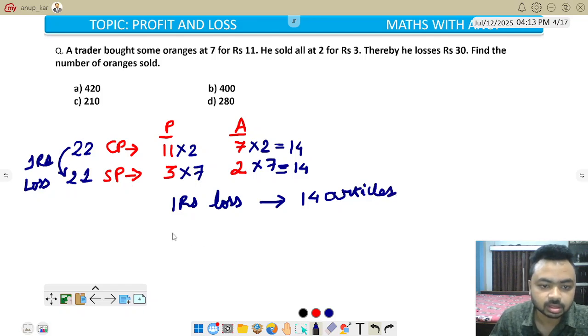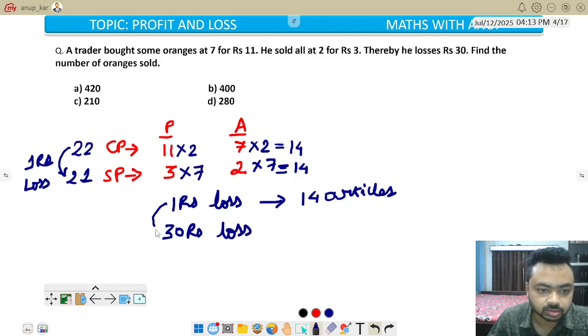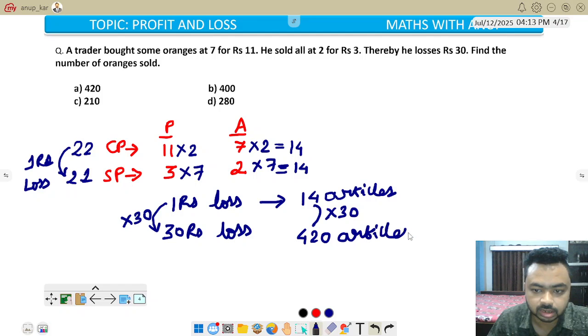But we have been asked to find out when he loses 30 rupees. There is a loss of 30 rupees according to the question. So for a 30 rupees loss, if we multiply 1 into 30, we get a 30 rupees loss. So definitely we have to multiply 14 by 30. It will come out to be 420 articles. So my answer will be 420.